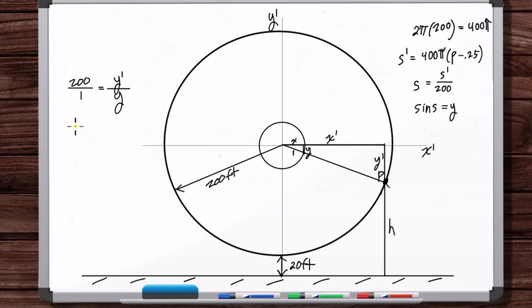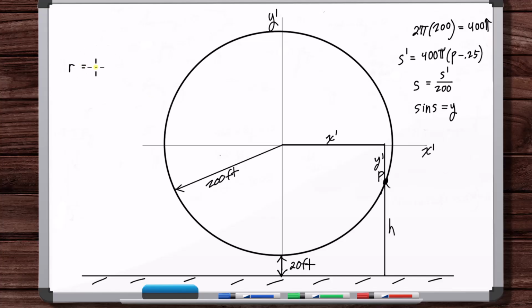And so you get y prime is equal to 200y. So there you go. Now we've converted from y to y prime. Or if you don't want to use triangles, you can think about it. If you wanted to scale up a unit circle to any size, you would multiply each of the x and y coordinates by the amount you want to scale it up.